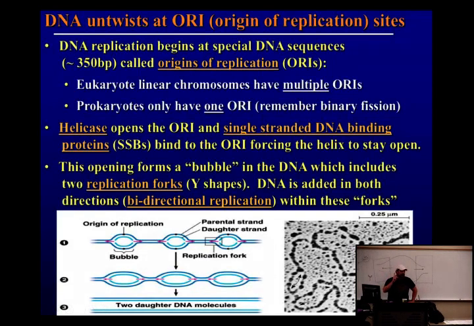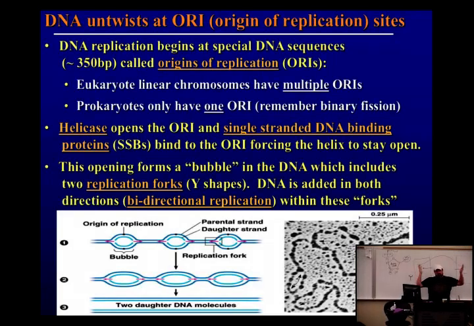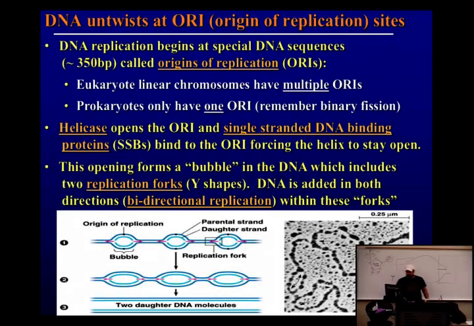Prokaryotes only have one, right? So on the test, I might ask you, how do eukaryotes copy their DNA in the same amount of time as a prokaryote, even though it has 1,000 times more nucleotides? More than one origin of replication.